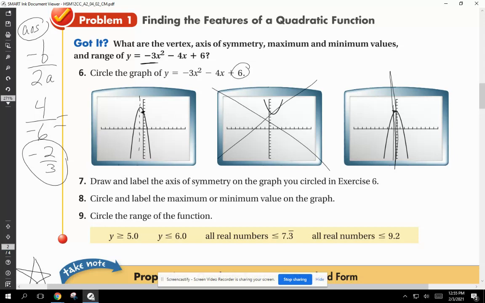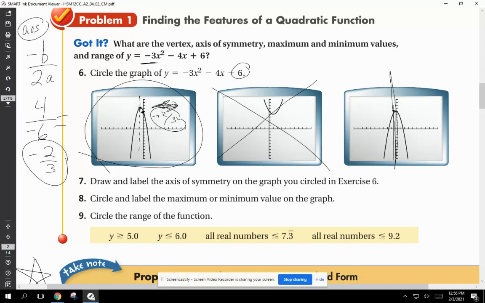Good job, Caitlin. This is correct. So we just did the AOS. So we know the AOS now. We're like geniuses. It's crazy stuff. So we draw and label the axis of symmetry on the graph you circled in exercise 6. So we drew it, whatever the word is, right? Let's label that as negative 2/3. Right there. And it's also the x point. So this is the x point right here.